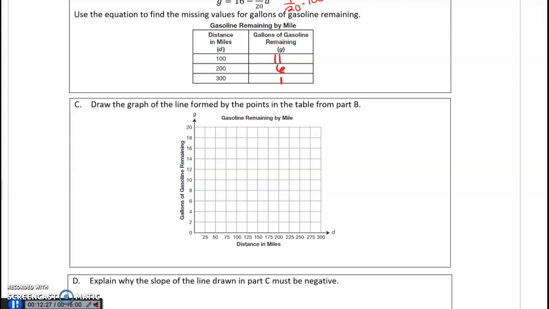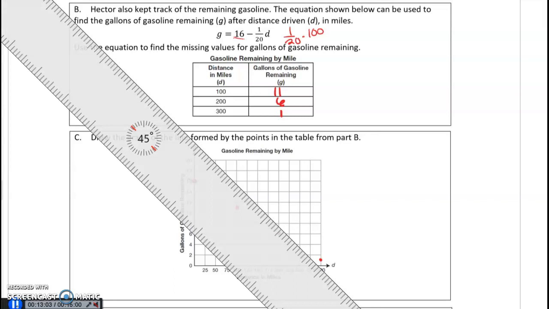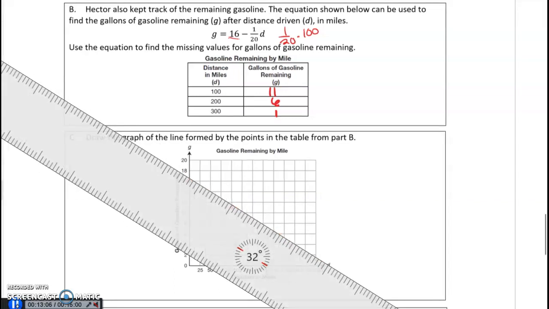We're going to do 100 and then up to 11, 200 and then up to 6, and 300 and then at 1 here. We also know that we had 16 gallons of gas in the beginning. So at 0 miles, they had 16 gallons. All right, so we would just draw our line here. Get your ruler, draw a nice straight line here. Oopsie.